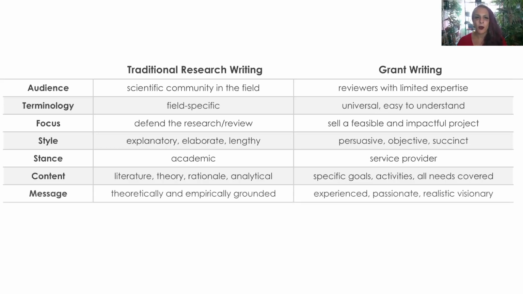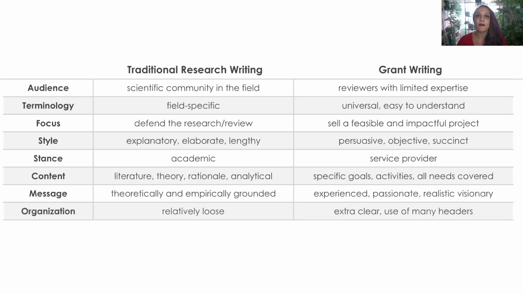The message that we want to send in traditional research is a lot more theoretically and empirically grounded, while in grant writing we need that grounding, but it's a lot more about showing to reviewers that we are experienced and passionate and we have a realistic vision for our project that we're looking for funding to make happen.